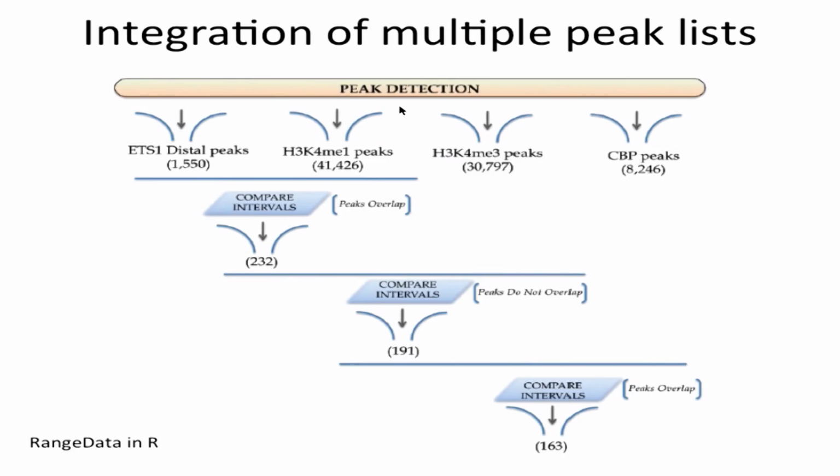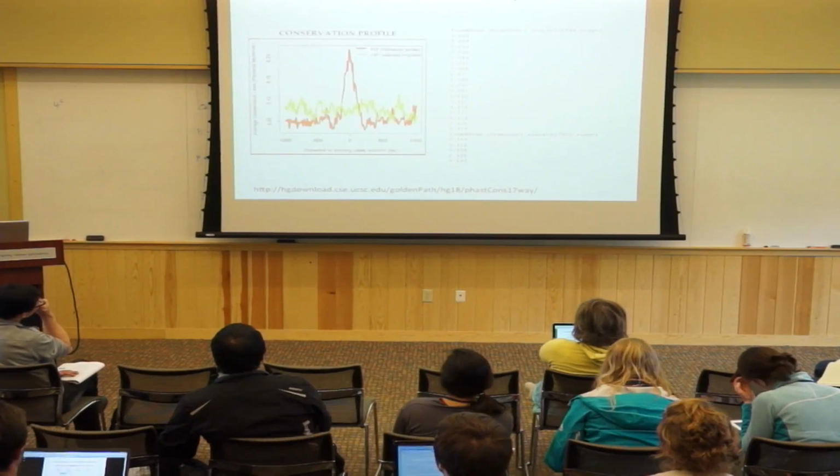Integration of multiple peak lists is something a lot of people want to do. Typically you do multiple ChIP-seq experiments, get multiple lists of peaks, and you want to compare the location of these peaks to look at which peaks are overlapping, which are unique to a given data set, and so on. There are very useful tools in R to do this, like GRanges, some of which we showed you last time, and we'll continue to show you tomorrow.